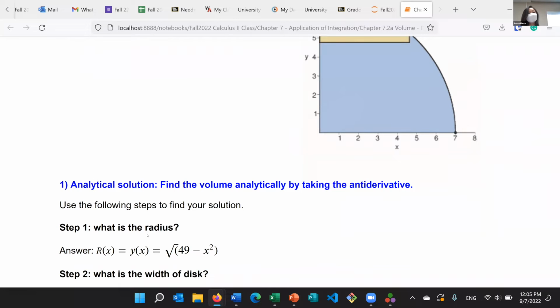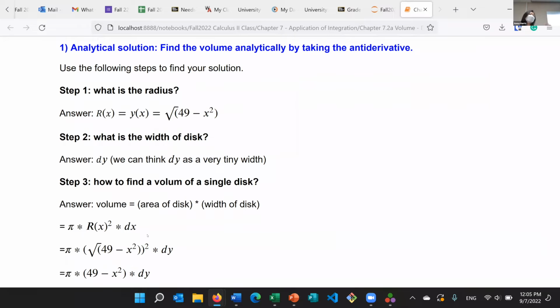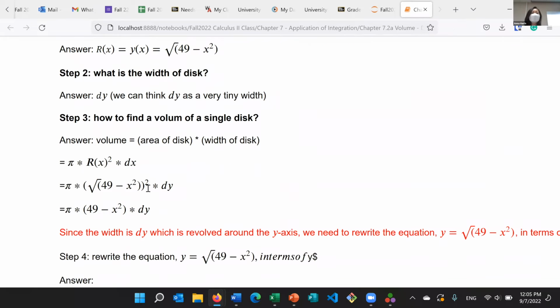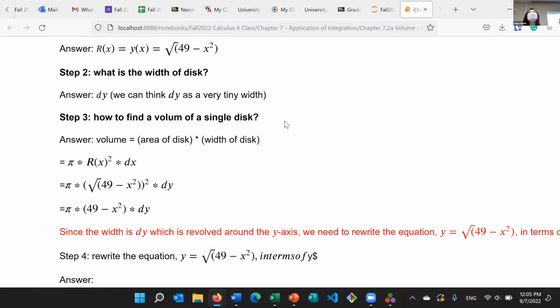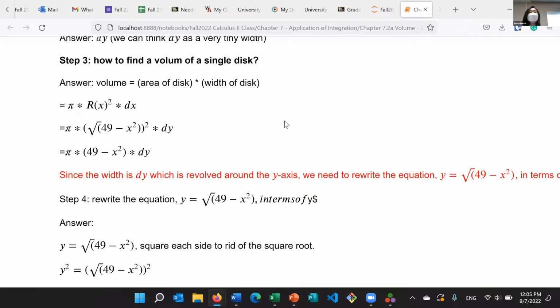All right, so now what do I do? So what is the width of this? We got the dy. So the radius will be what? Y of x is equal to square root of 49 minus x squared. So far so good, but we will change the variable with respect to what? Y in a minute, okay? So what is it looking at? Right, exactly.